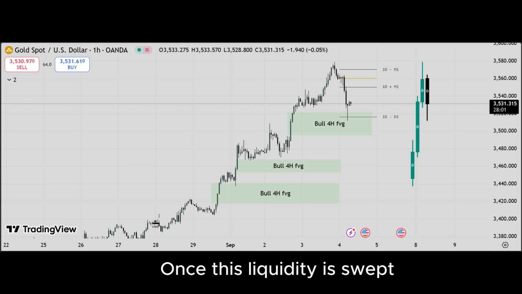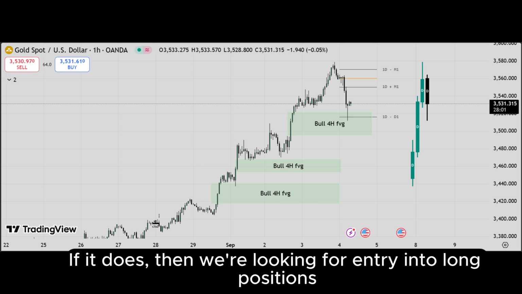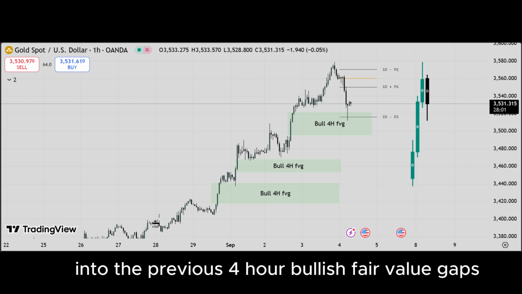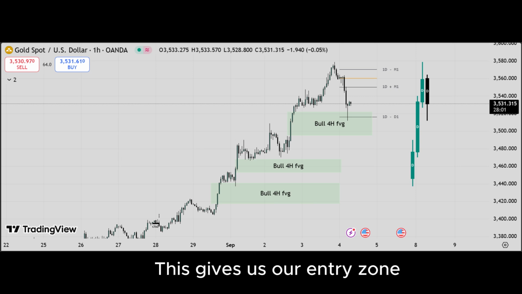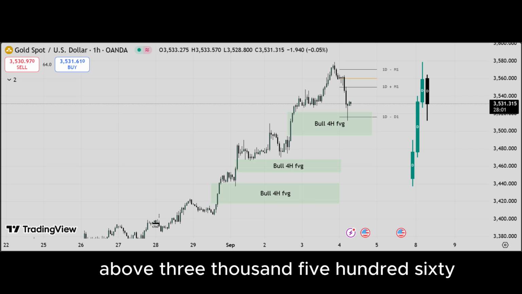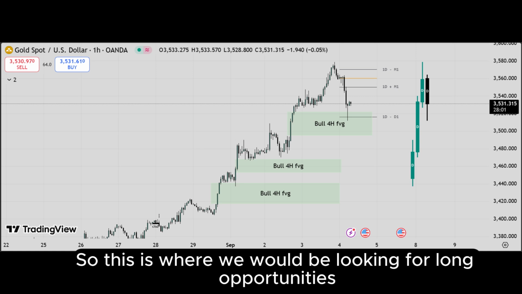Once this liquidity is swept, we can then check the 1-hour change in state of delivery to confirm if it is actually gonna continue bullishly or not. If it does, then we're looking for entry into long positions. So the next thing that we do is we wait for a pullback or a retracement into the previous 4-hour bullish fair value gaps. This gives us our entry zone. Once we get an entry, we are looking for execution into the daily highs above 3,560, and right now price is in this entry zone, so this is where we would be looking for long opportunities.